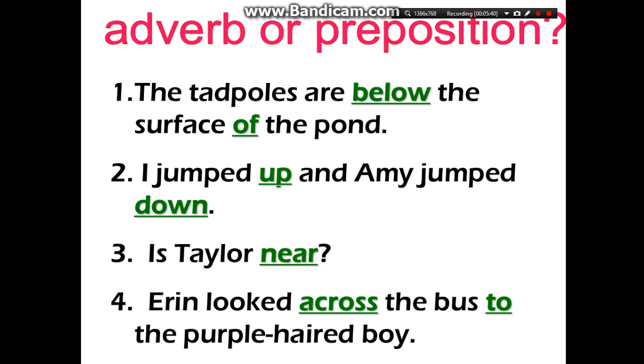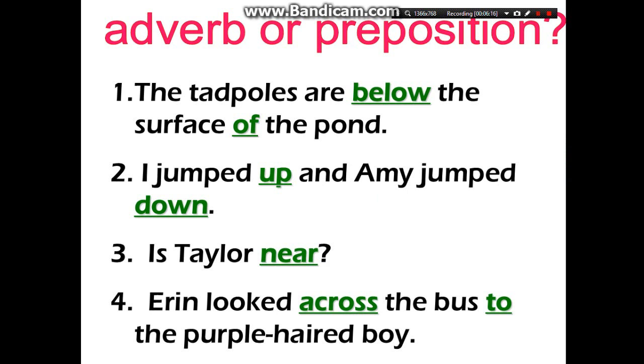So if you look at these, are they adverbs or are they prepositions? The tadpoles are below the surface of the pond. Those are both prepositions. Surface is the object of the first preposition. Pond is the object of the second preposition. I jumped up and Amy jumped down. Well, if you look at I jumped up, there's no object of that preposition. It's just up. And if you look at Amy jumped down, there is no object of that preposition. So those are both adverbs.